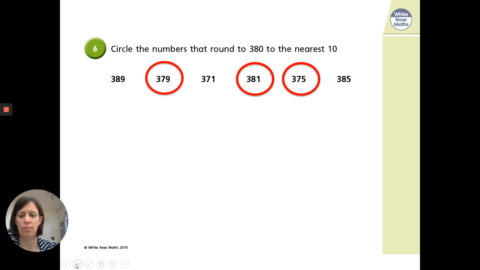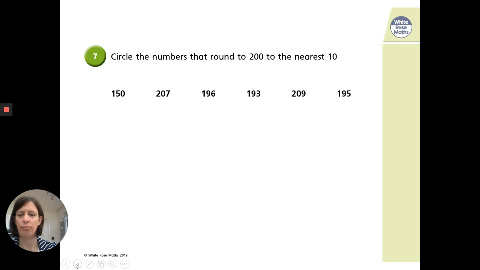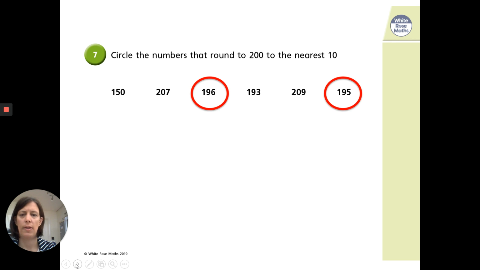Let's have a go at another one. This time, circle the numbers that round to 200 to the nearest 10. Again, pause the video while you have a little try at this one. Okay, these are the ones that would round to 200 when we're going to the nearest 10. 196 would round up, and 195 would round up to 200.